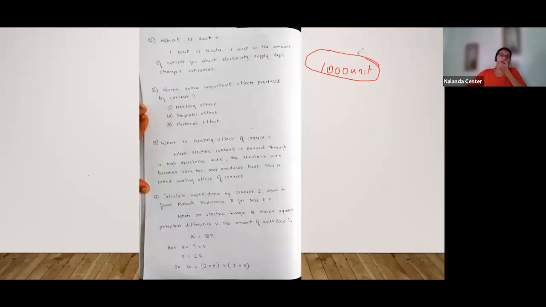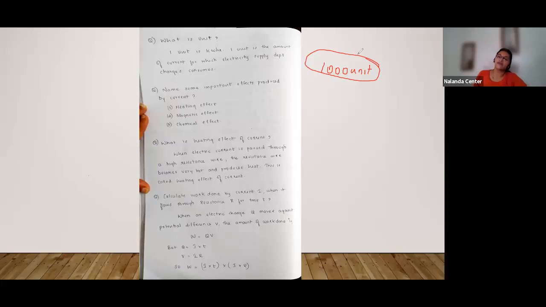What are some important effects of electric current? Important effects of electric current are heating effect, magnetic effect, chemical effect, etc. Now, what is meant by heating effect of electric current? As we already discussed, when current flows through a high resistance wire, because of the resistance of the wire, heat is going to be produced. This heat can be positive or negative. Positive in the sense it can be used in appliances like heaters or iron box, etc.